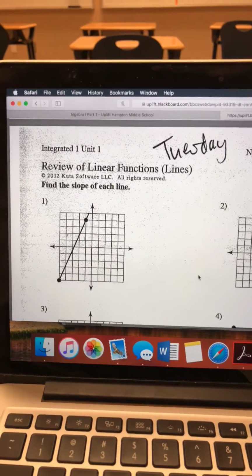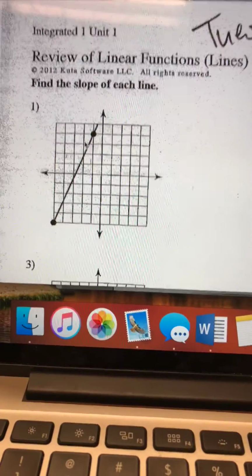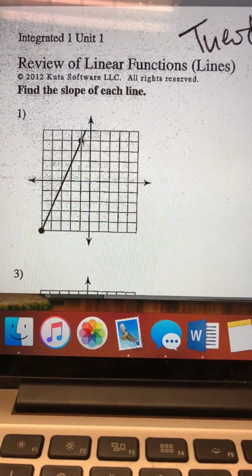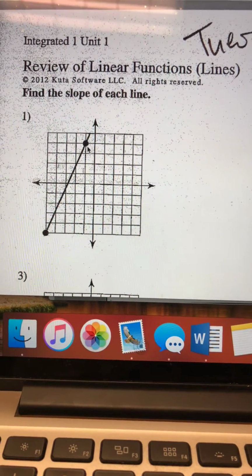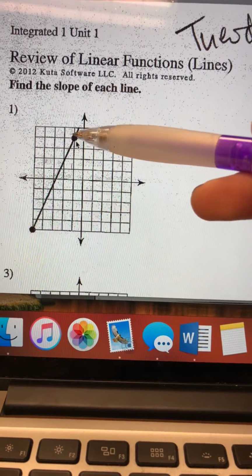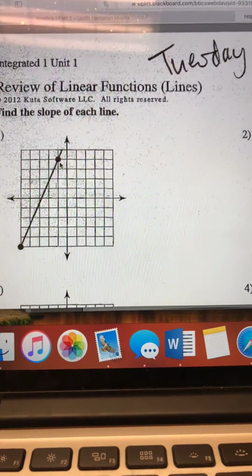So today we're going to be still reviewing linear functions. Right now, I want to find the slope of each line. When I look at a graph, I can see that there's one ordered pair that is already plotted. So there is already one pair on the graph, but I need to find a second one in order to find the slope.